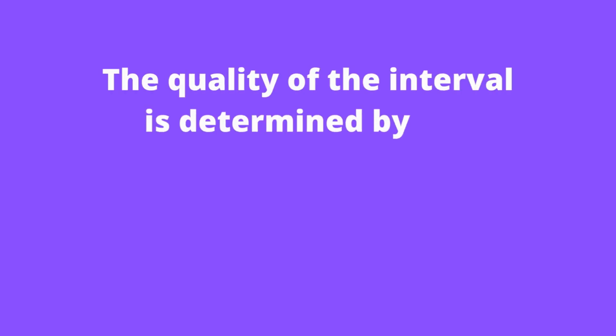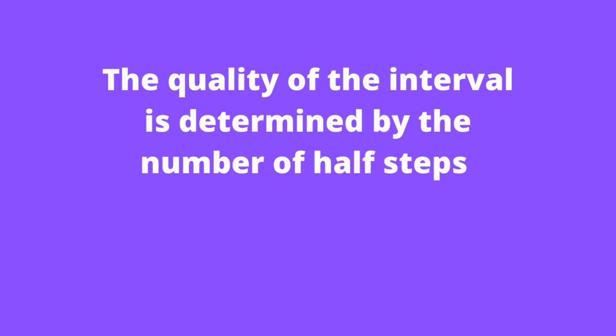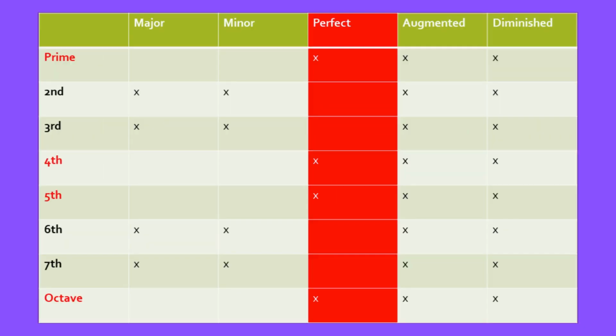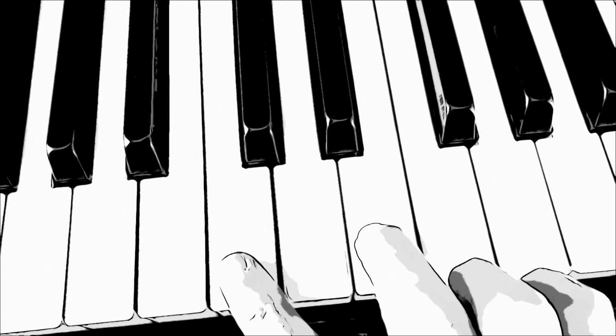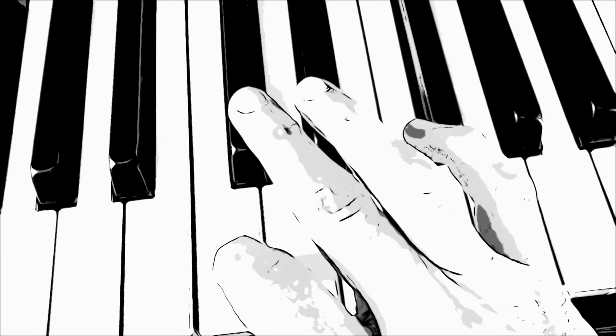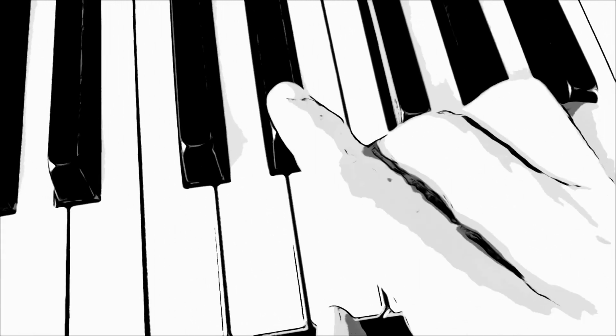These intervals then have different qualities, depending on the number of half steps contained between the 2 pitches. There are 5 possible interval qualities. Second, third, sixth, and seventh can be major or minor. Prime, fourth, fifth, and octave are perfect. All the intervals can be diminished or augmented. So, for example, C E is a major third because we have 4 semitones. 1, 2, 3, 4.